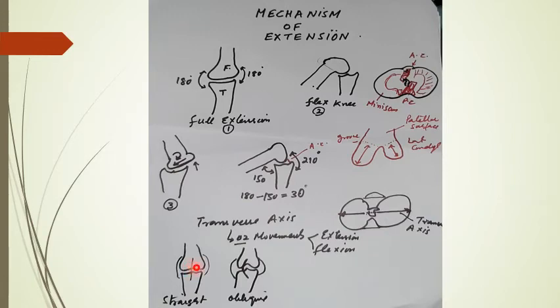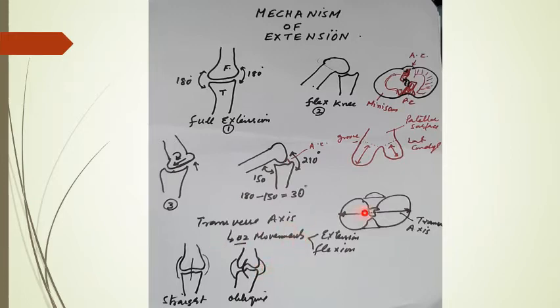When 150 degrees is there, extension is achieved. At that time, these ligaments, muscles, tibial collateral, fibular collateral, they are straight. But when conjunct rotation occurs, they all become oblique like this, spiralize, and tighten the femoral condyle with the tibial.